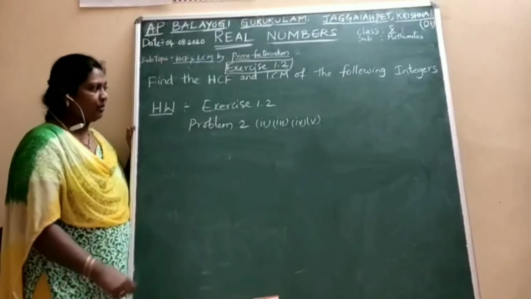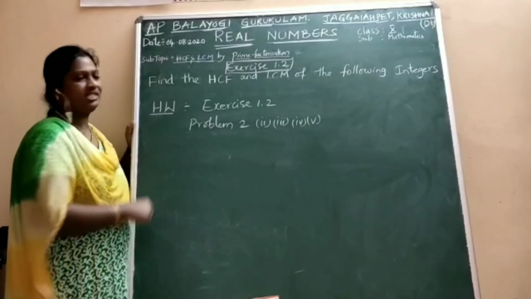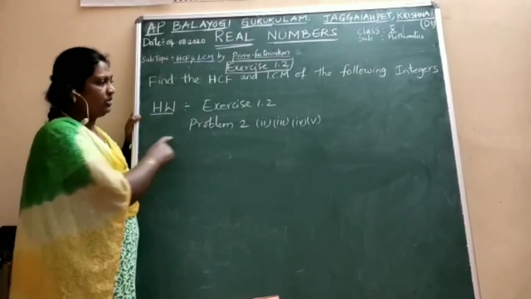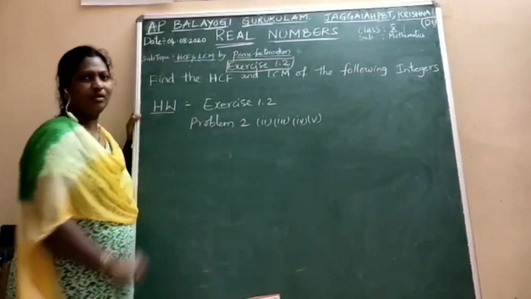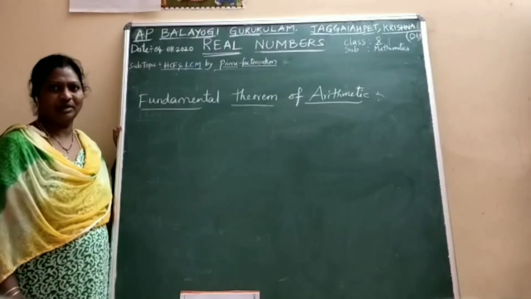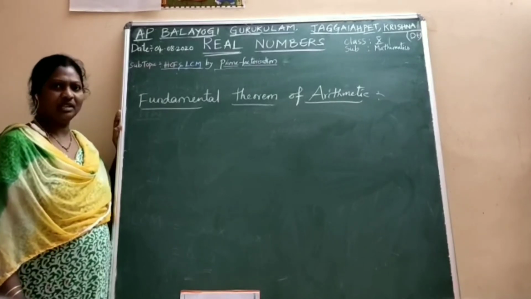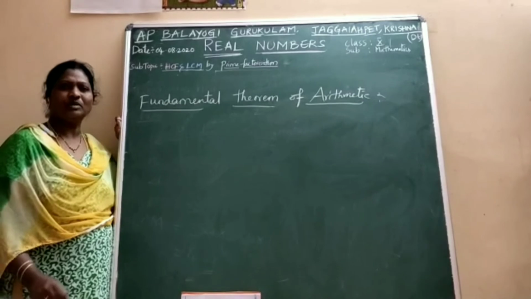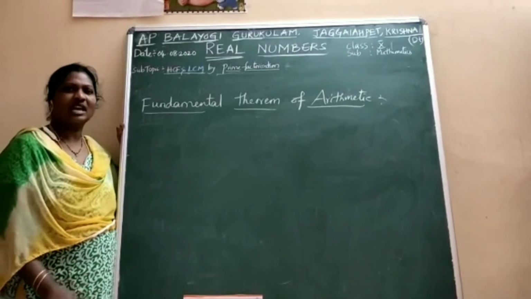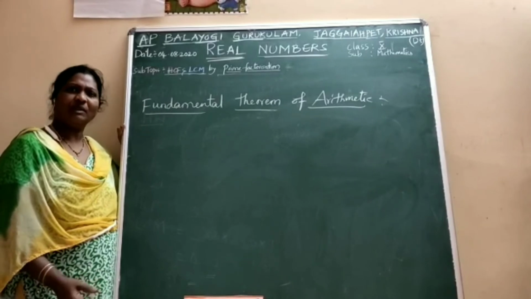In exercise 1.2, we will have the problems on this HCF and LCM. So you have to do all these problems as homework. Okay. Now the fundamental theorem of arithmetic. Okay children, what is the fundamental theorem of arithmetic? That is, every composite number can be expressed as a product of primes. Okay, and the product will be unique.